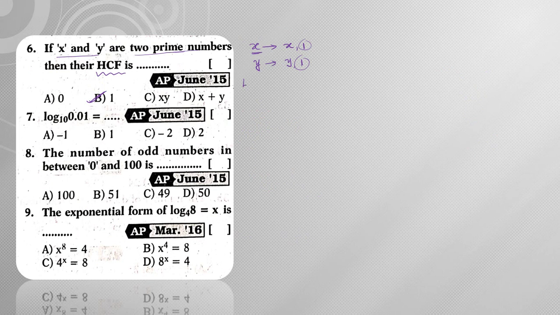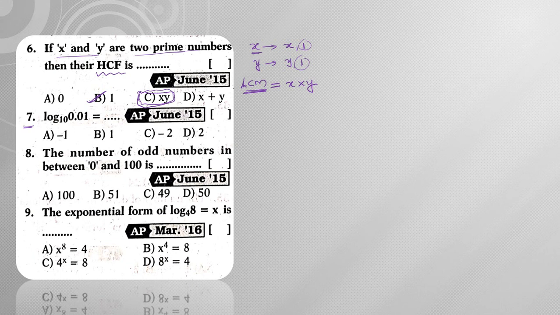If we ask about LCM, since both the numbers are prime numbers, then their product is nothing but their LCM. Hence option C would be my LCM. So if you ask about LCM, option C is my answer. Next, moving on to question number 7.